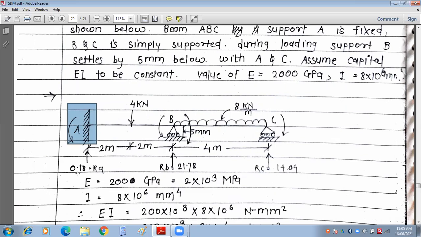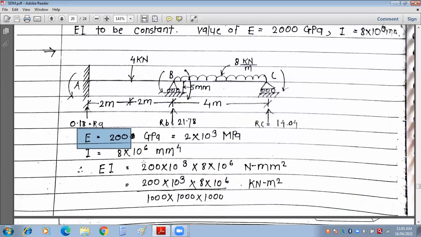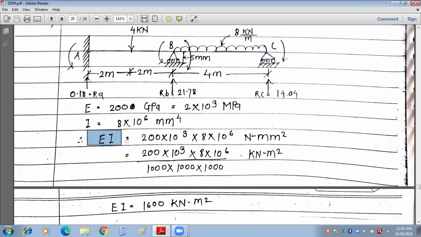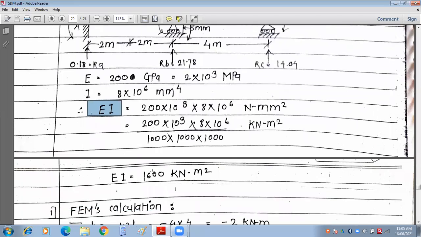As we know, the given E value is 200 gigapascal. Convert this value into MPa, meaning we have to multiply by 10 raised to 3, and simplify this term to find the EI value. After conversion you will get EI equal to 1600 kilonewton meter square.